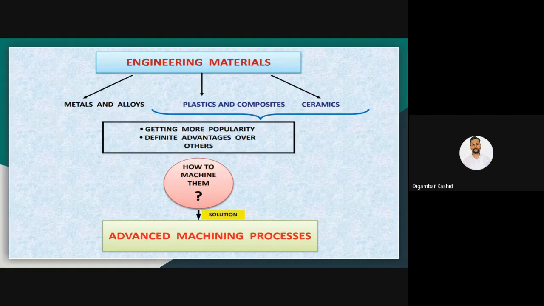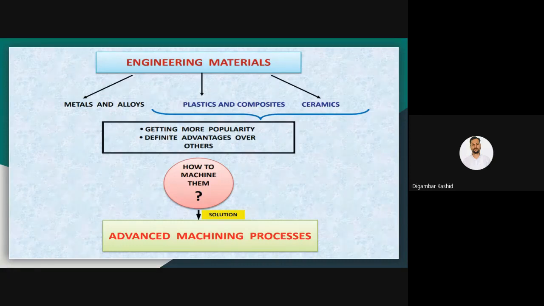Because we know that the hardness of ceramic is very high. And if you think about traditional or conventional machining processes, it is very difficult to cut that ceramic material, which is harder than your tool. So if your workpiece is harder than the tool material, then how to machine it? That question arises.